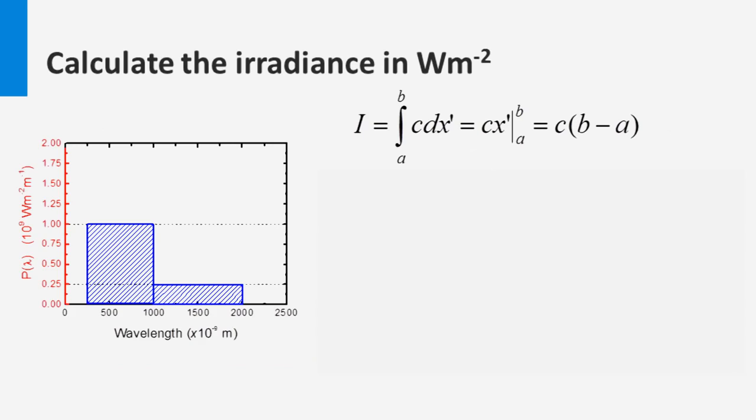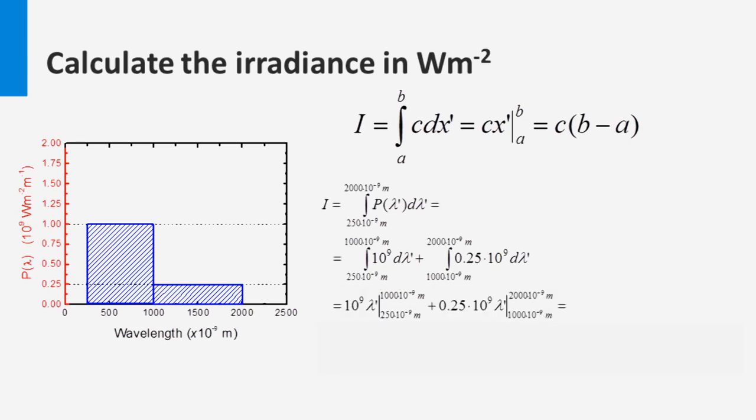Let's go back to the irradiance. Using calculus, we can arrive at the same answers. First, the irradiance is the integral over the power density function between the boundaries of 250 nanometers and 2000 nanometers. We can split this function in two different regions or two different integrals. One between 250 and 1000 nanometers and one between 1000 and 2000 nanometers. These functions are constant, so the integral is linear with lambda. Working out these integrals gives 1000 watts per square meter.